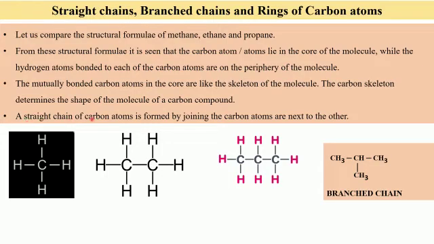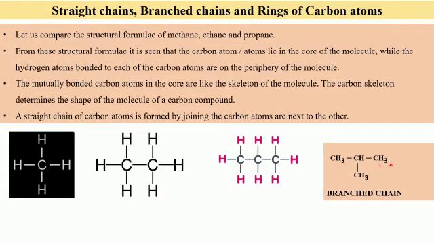A straight chain of carbon atoms is formed by joining carbon atoms next to each other. So here in a straight chain you will find that the carbon atoms are formed by joining other carbon atoms, and they are just kept next to each other in one straight line. The carbon atoms are arranged, and that forms the straight chain of carbon atoms.